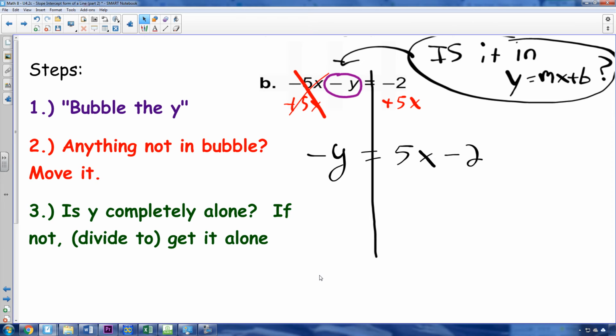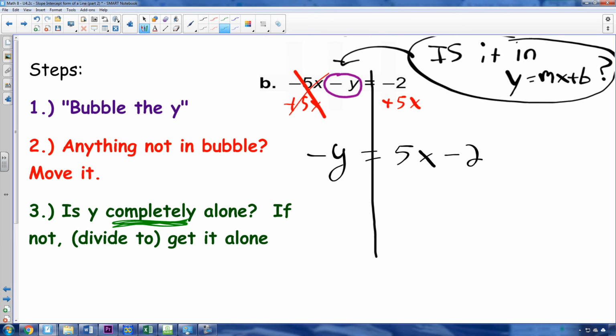Cool. And what do we think? Let's just take a quick vote. Yes and no. Okay, good. So we're kind of evenly divided, but a little bit more are saying no. I agree. I want to underline this word completely because even a negative sign or a number or anything doesn't make it completely alone. We have to get rid of that negative sign, which is negative 1. How can we get rid of a negative 1? We can divide by negative 1.